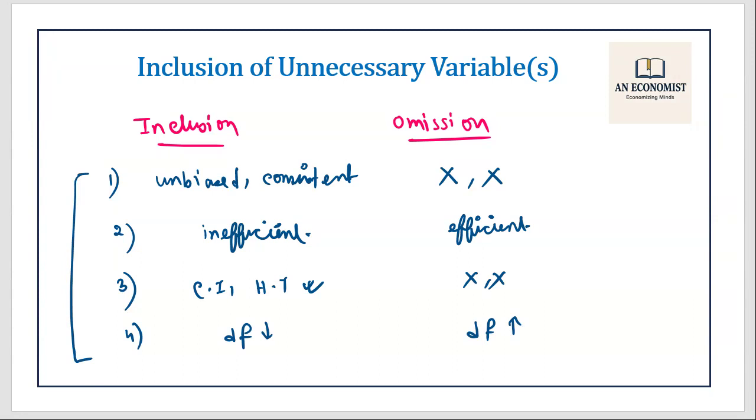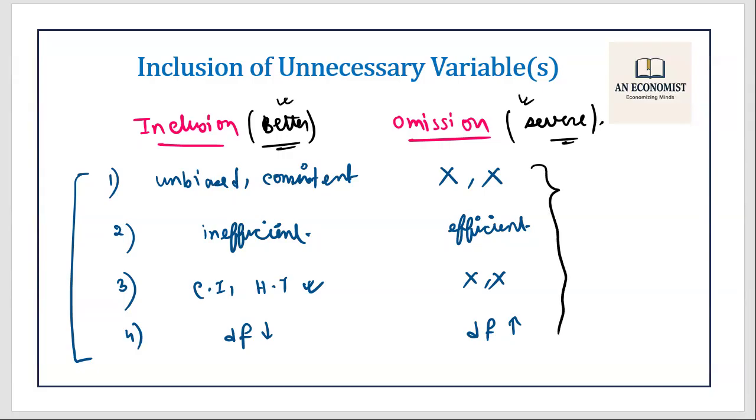Overall, if you want to compare these two, you will say that inclusion is a better specification error. Better in the sense that the severity is less, but omission will give you severe consequences. This is less severe, and omission is very severe, because everything is a bad consequence except one thing, and here everything is a good consequence except one. So the proportion of bad consequences is more here. That is why omission is more dangerous than the inclusion of variables.